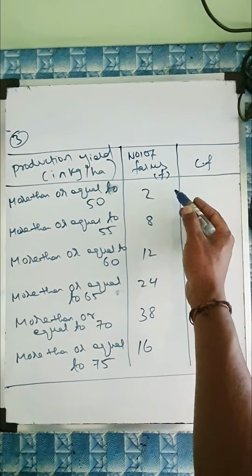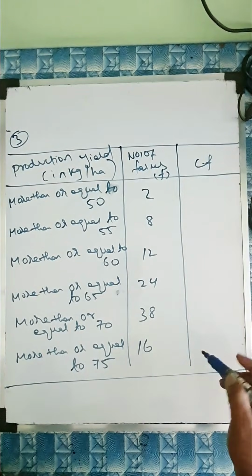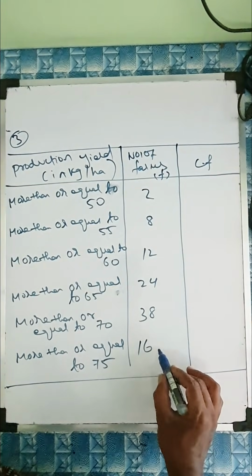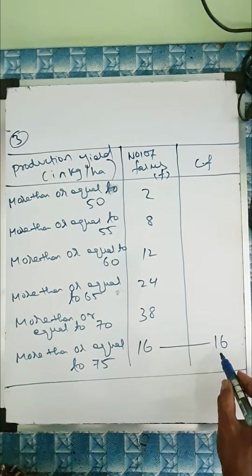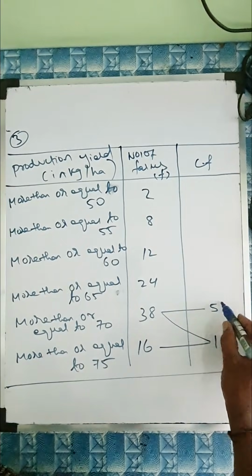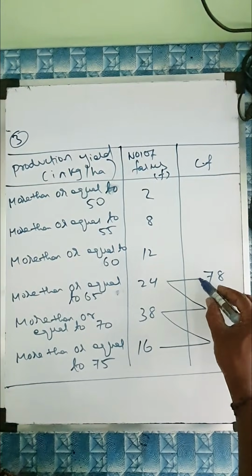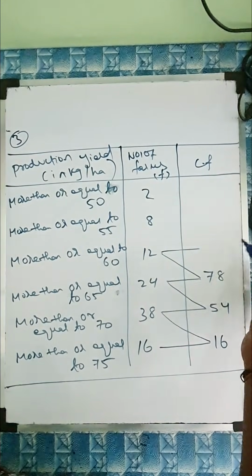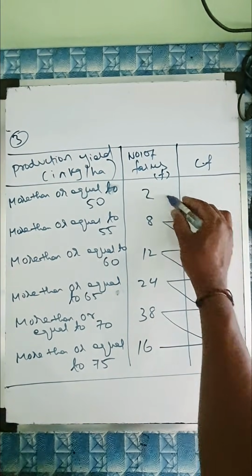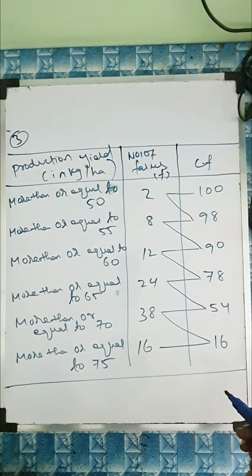Here is a very important thing you should know. For less than, we start from the top, like 2 plus 8, 10, like 22. That is the less than type. But this is the more than type, so we have to start from back to front. So we'll write 16 first. Again, going back, 16 plus 38 is 54. 54 plus 24 is 78. 78 plus 12 is 90. Again 90 plus 8 is 98, plus 2 is 100. We have to start from back to front. That's the important one.